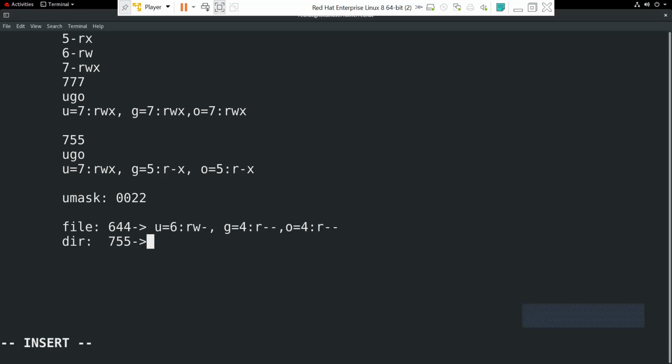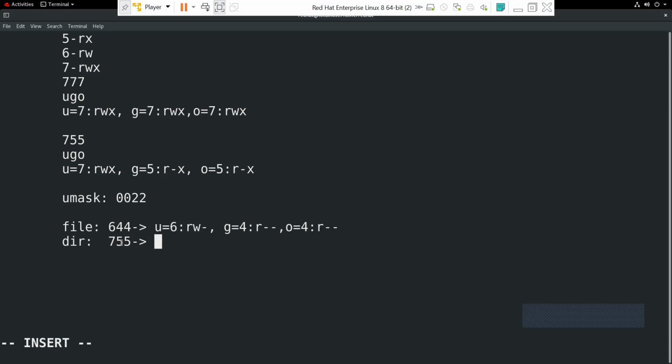Here for a directory, the default permissions are 755, which we have already written. Same as it is, the values will be taken. So here, why is this directory having the executable permission?